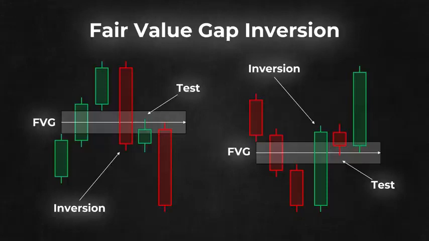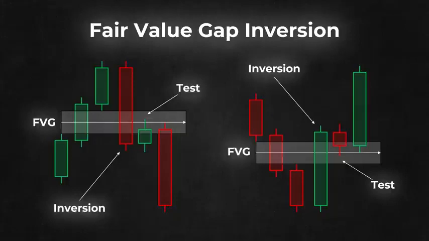Here on the left, you can see a hypothetical example of the bullish fair value gap inversion leading to a bearish movement. And on the right, you can see a bearish fair value gap inversion leading to a bullish movement. Once again, this is exactly like the old switch and test of various kinds of support and resistance lines.